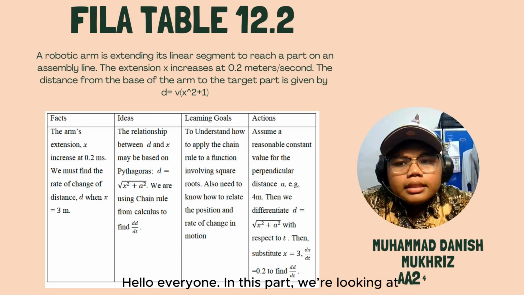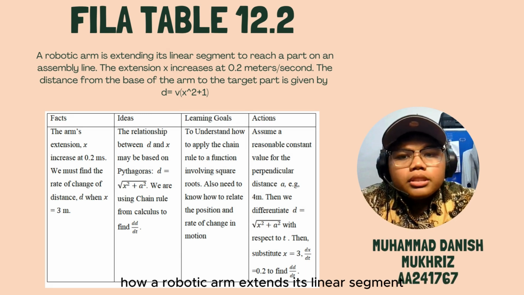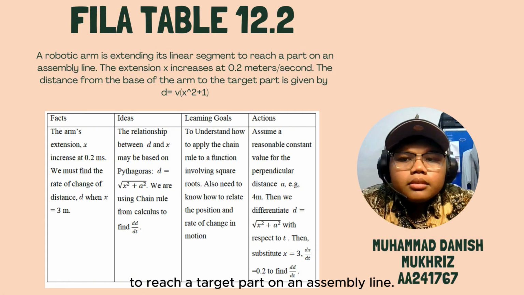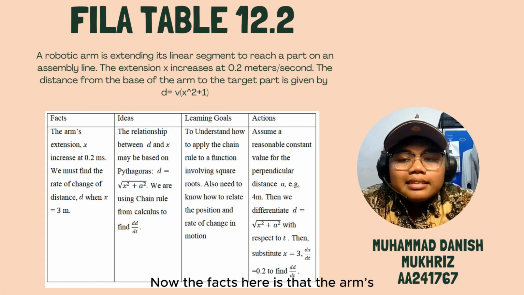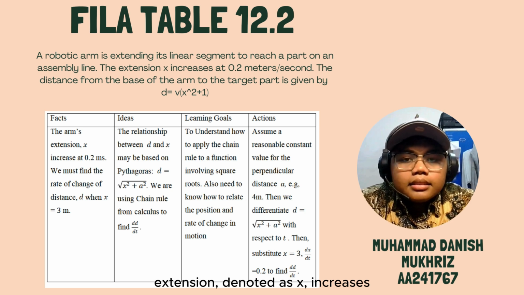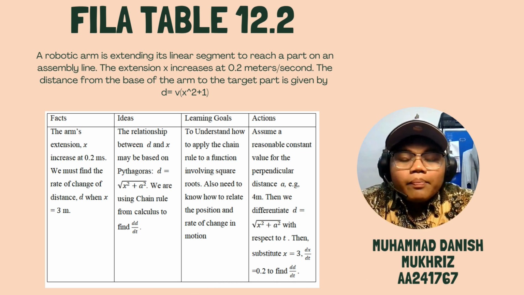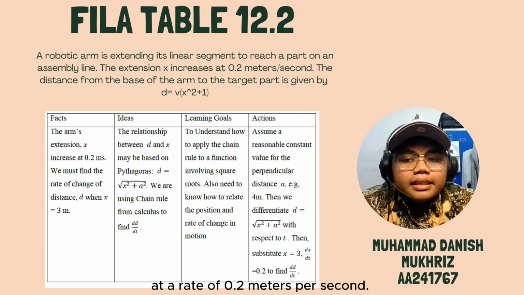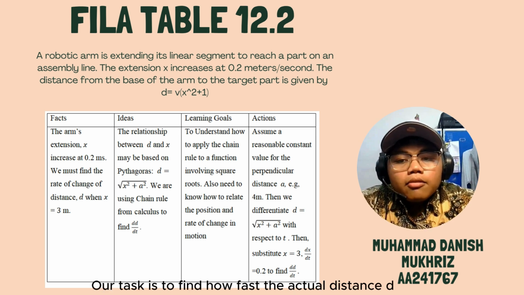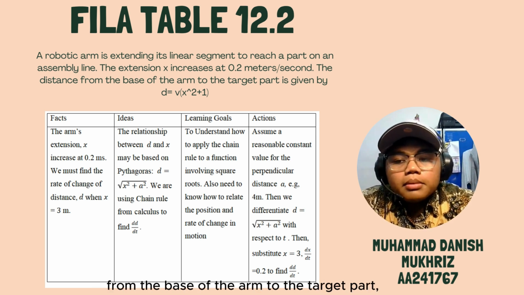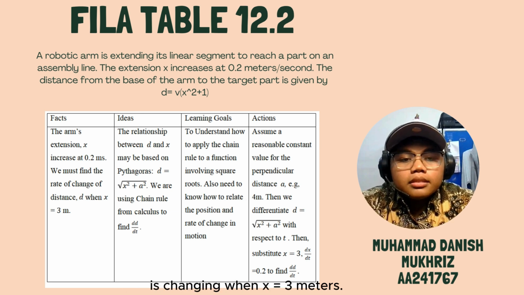Hello everyone. In this part, we are looking at how a robotic arm extends its linear segment to reach a target part on an assembly line. The arm extension, denoted as x, increases at a rate of 0.2 meters per second. Our task is to find how fast the actual distance d from the base of the arm to the target part is changing when x equals 3 meters.